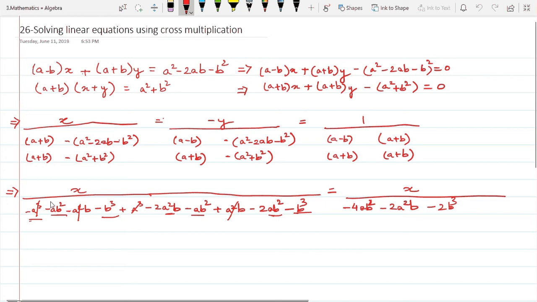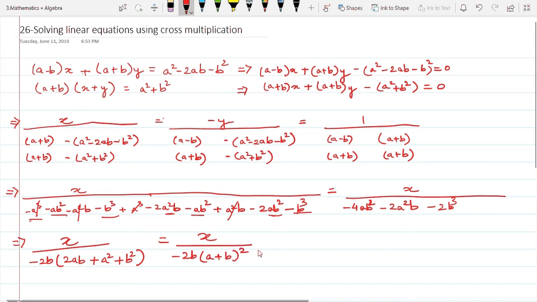I'll simplify this thing slightly further. This will become x upon minus 2b, as I take it out common. So this becomes 2ab, this becomes 2ab, and because 2b goes out, this becomes a squared, and this becomes plus b squared. And I simplify it further to get x divided by minus 2b into a plus b whole square.